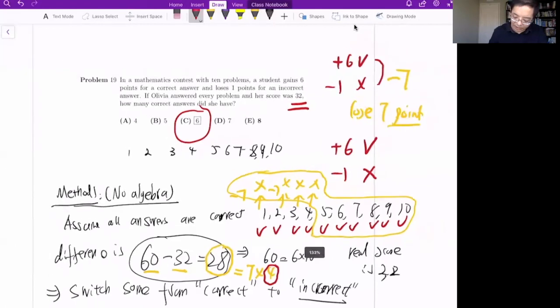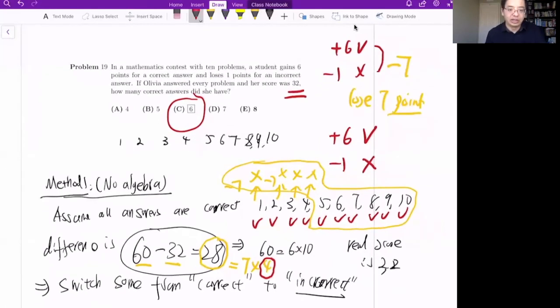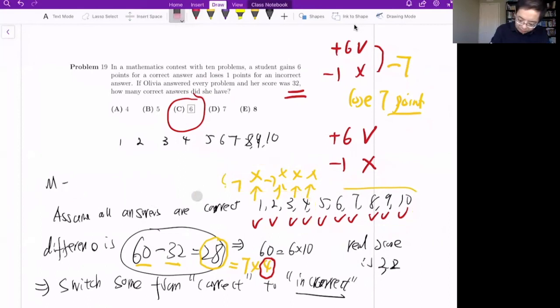So method one is no algebra. You don't need to use algebra. But for some of you, if you have learned algebra, then you can use algebra. So let's look at the second approach: use algebra.